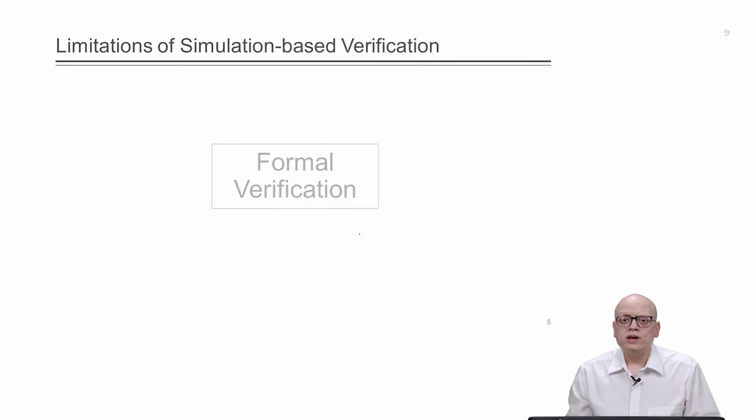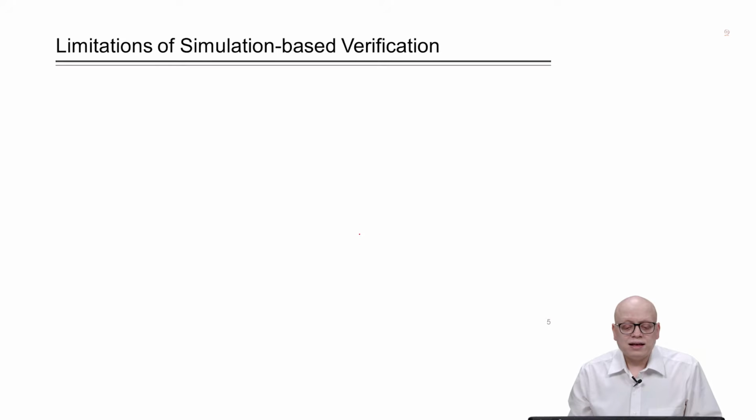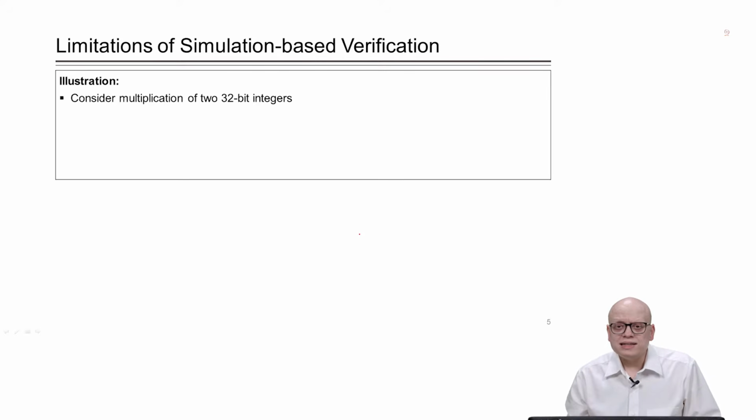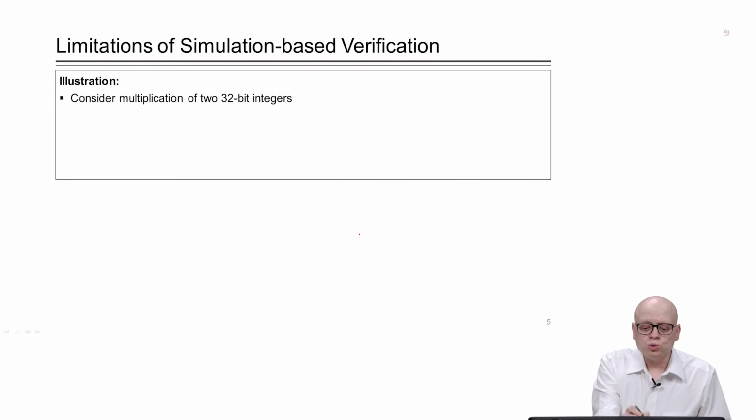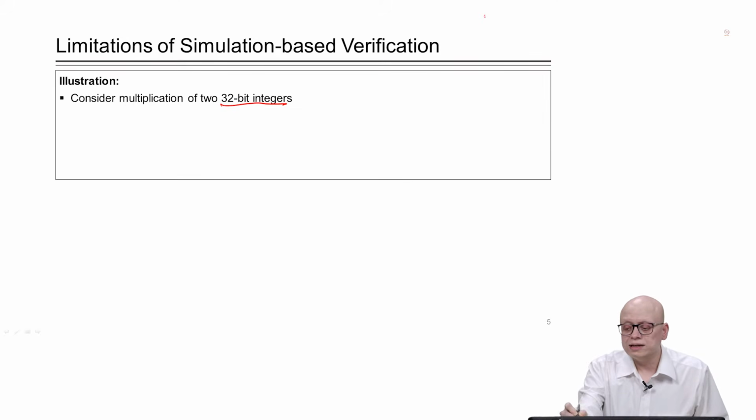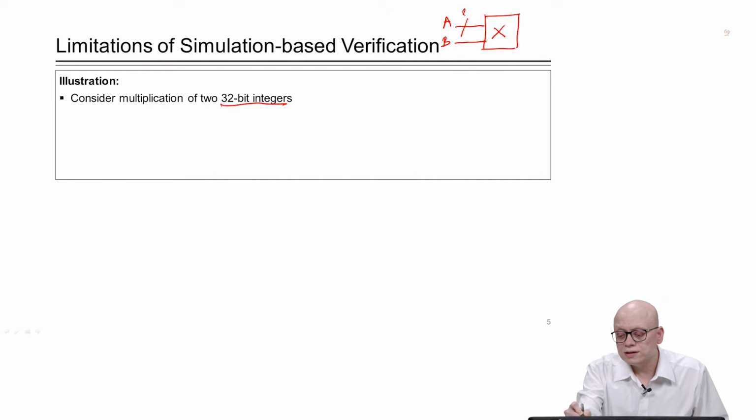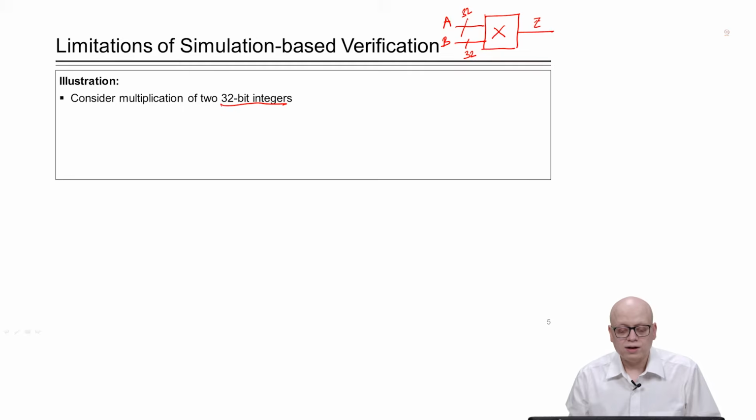Now, before moving to the formal verification tools, let us look into the limitations of simulation based verification in a little more detail. Let us take an example. Consider that we need to multiply two 32-bit integers, meaning that we have a block which is implementing a multiplier, and the inputs to it are two numbers which are of 32-bit size, and it is producing a result.